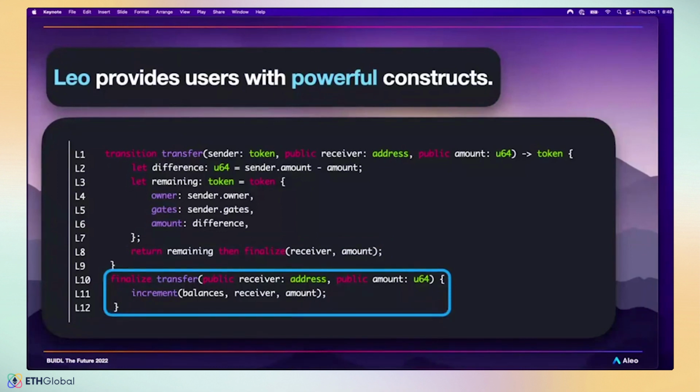And a finalize block is a block of code, this block of code here. Each transition function can have a finalize block associated with it. So you see how you have a transition transfer, you can have a finalize transfer here. The inputs to a finalize block must be public. And in this finalize block, what we're doing is taking balances and incrementing the receiver's entry in that mapping with the new amount that we'd like to send.